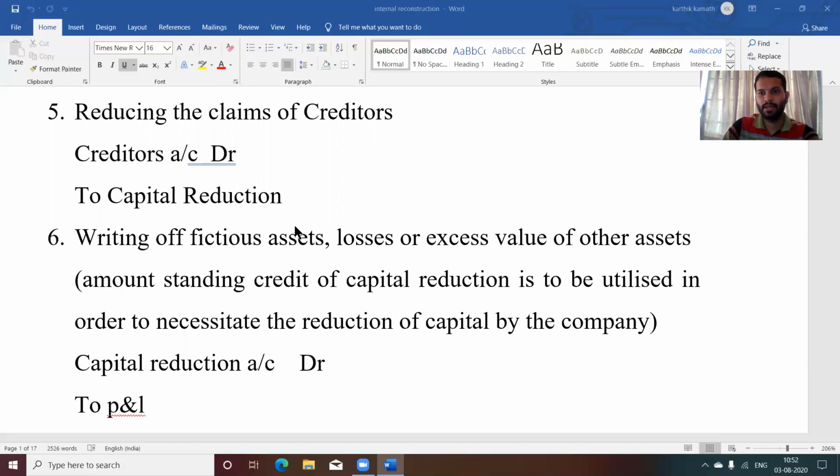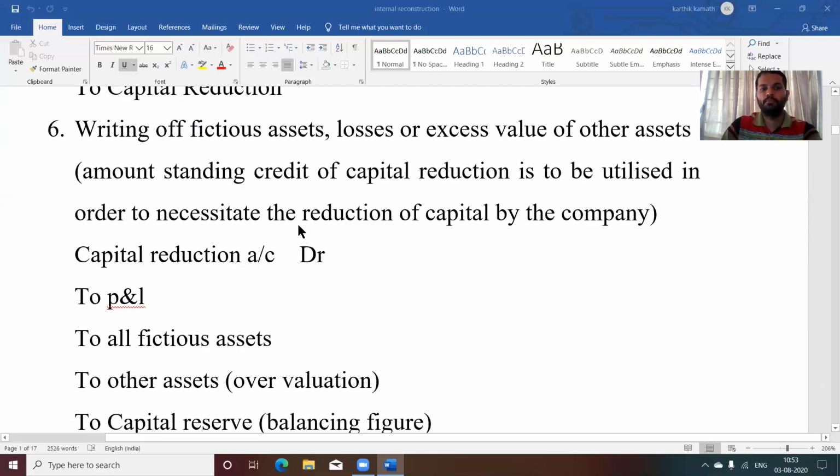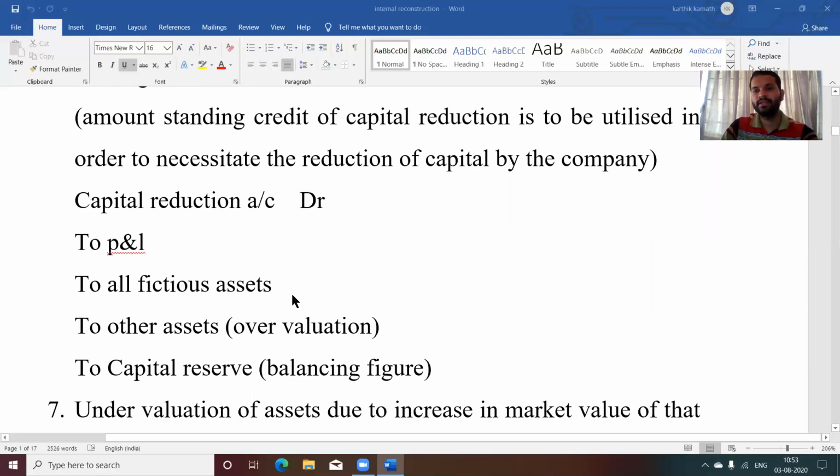So the credit side capital reduction account balance is debited while you are setting off losses. That is capital reduction account debit to profit and loss account, that is any debit balance, then to all fictitious assets, like goodwill also comes, then to other assets overvaluation if any. Then the remaining balance is finally transferred to capital reserve account, that is the balancing figure.